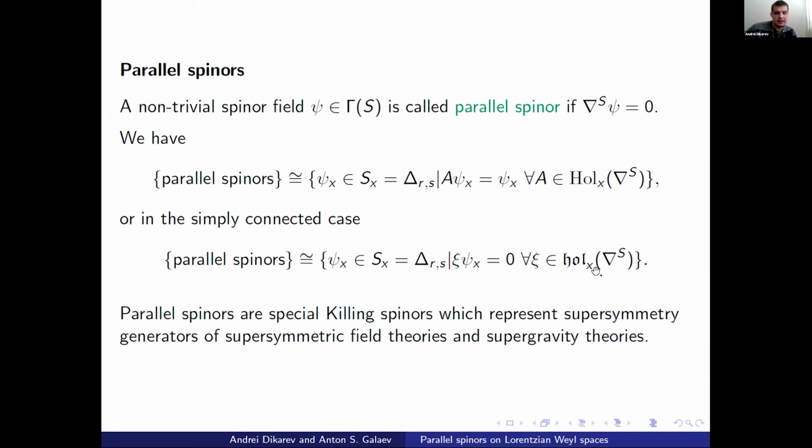Parallel spinors are special Killing spinors which represent supersymmetry generators of supersymmetric field theories and supergravity theories. It's kind of difficult to explain, but there are some applications in physics, especially in supersymmetry theory and supergravity theory, but I'm not going into detail, so I'm sorry. If you have additional questions about applications in physics, maybe I can answer.